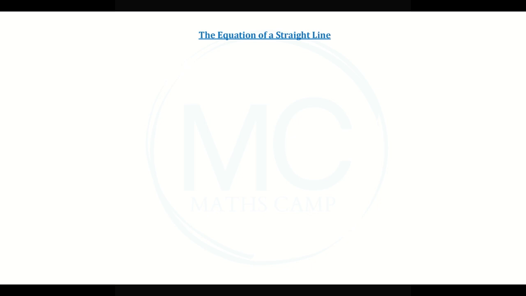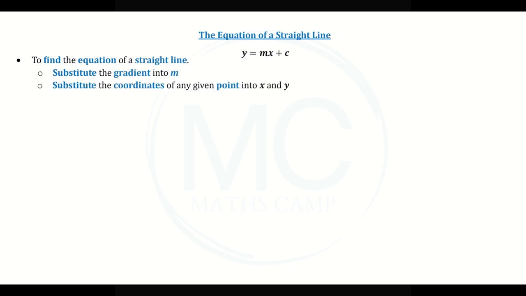We can still use the equation y is equal to mx plus c, but now we're going to use the gradient m and one other point to find the value of c. So to find the equation of a straight line, we substitute the gradient into our m value, and then we substitute the coordinates of our given point into x and y in order to solve for c. Let's look at some examples.